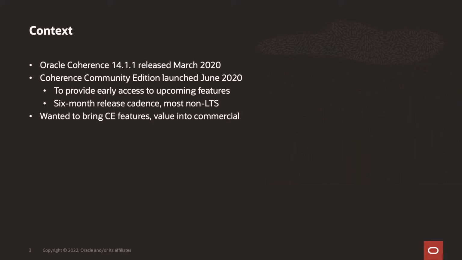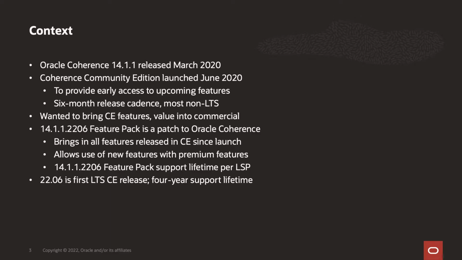Well, we wanted to bring Community Edition features and the value of the work that we've done in Community Edition into the commercial Oracle Coherence editions, Enterprise and Grid Edition. We have 2 years worth of feature development that was released in Community Edition to bring into the commercial editions. So that's what the 14.1.1.2206 feature pack is. It's a patch to Oracle Coherence, which brings in all the features that have been released in Community Edition since it was launched in June 2020.